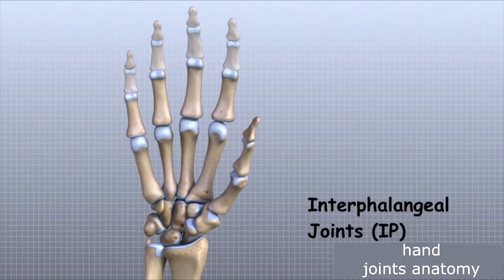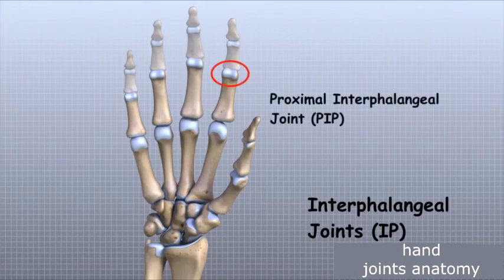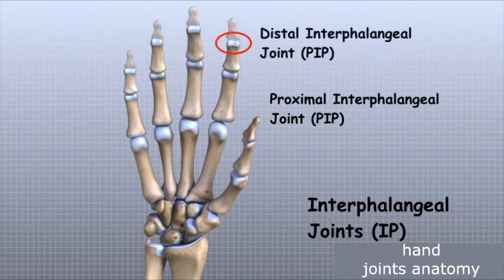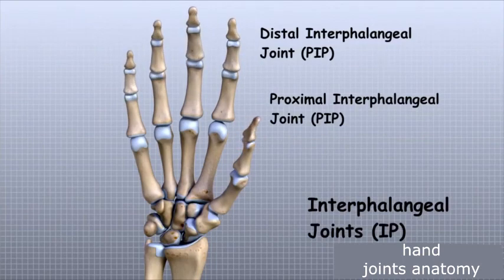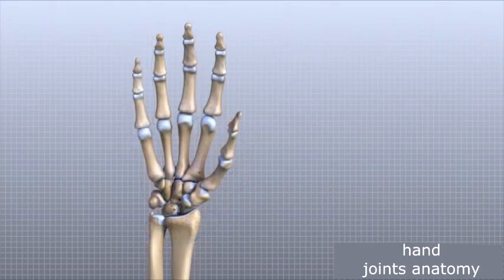The IP joint closer to your body is called the proximal IP joint or PIP joint. And the IP joint away from your body is called the distal IP joint or DIP joint. The thumb only has one IP joint between the 2 phalanges. These IP joints also work as hinges when you bend and straighten your fingers.